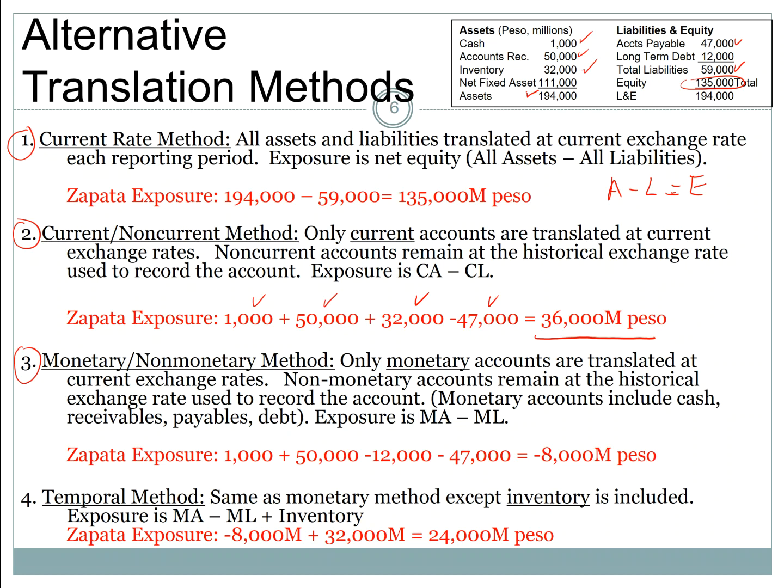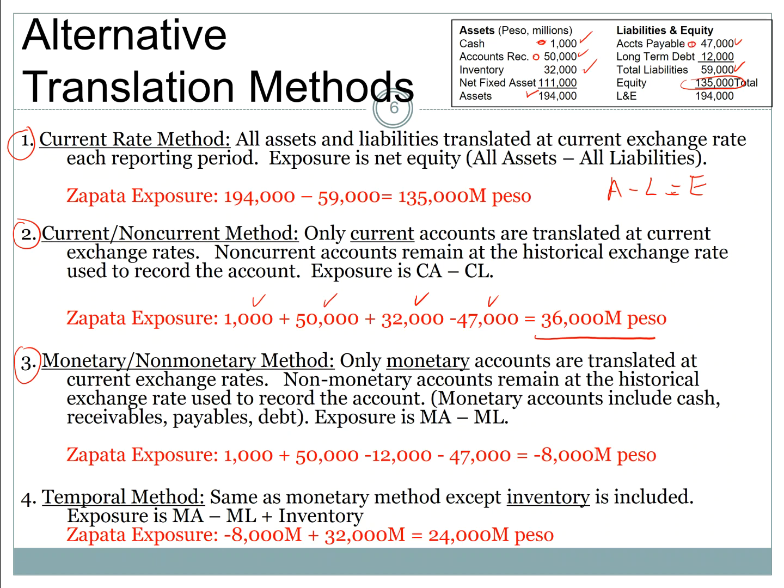Well, here's a third method, the monetary non-monetary method. In this method, the only accounts that get revalued are the accounts that reflect a sum of cash. In other words, they don't reflect a real asset like inventory or property, plant, and equipment. So let's think about the things that are simply a sum of money. This 1,000 pesos is a sum of money. This 50,000 pesos for accounts receivable reflects a sum of money. Inventory does not. Inventory reflects, say, widgets. Net fixed assets, that is not a monetary account. It reflects property, plant, and equipment.